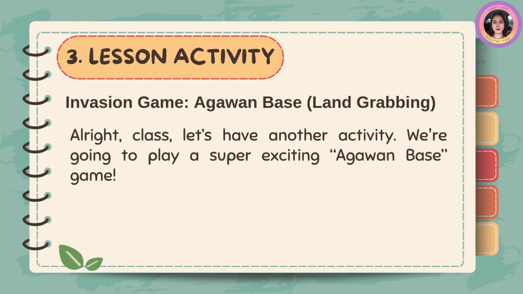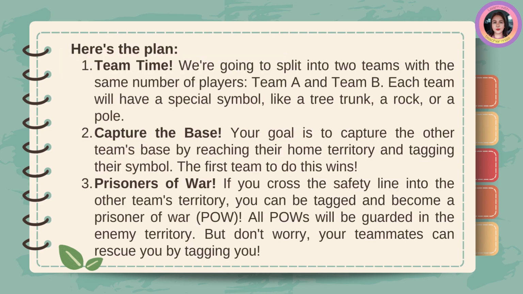Alright class, let's have another activity. We're going to play a super exciting agawan-based game. Here's the plan. Number 1, team time. We're going to split into 2 teams with the same number of players, Team A and Team B. Each team will have a special symbol like a tree trunk, a rock, or a pole.